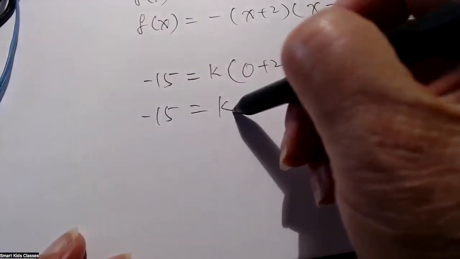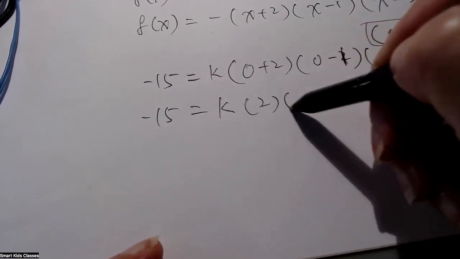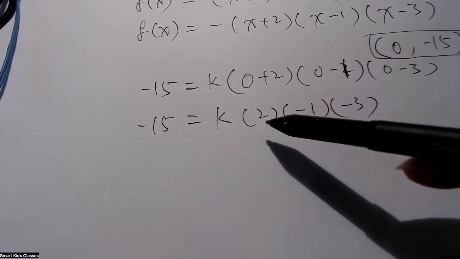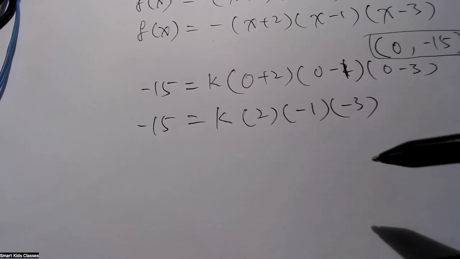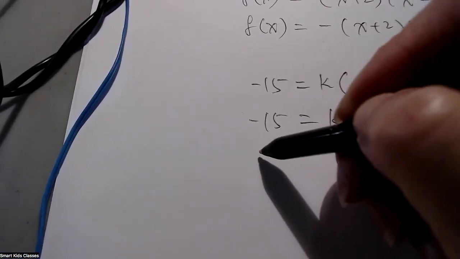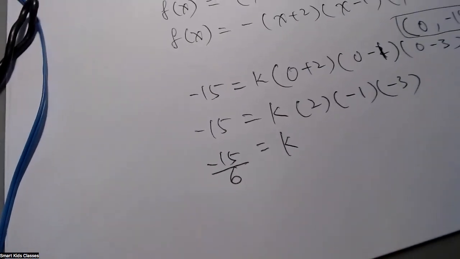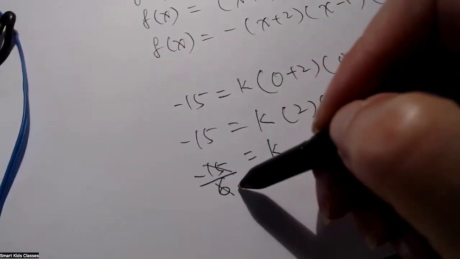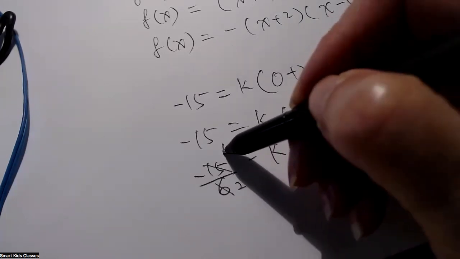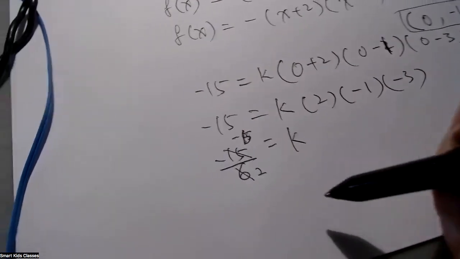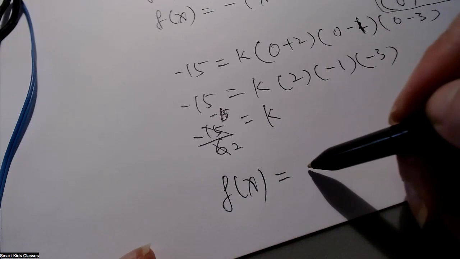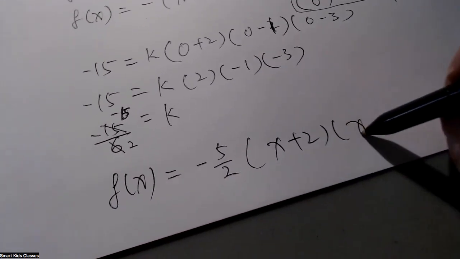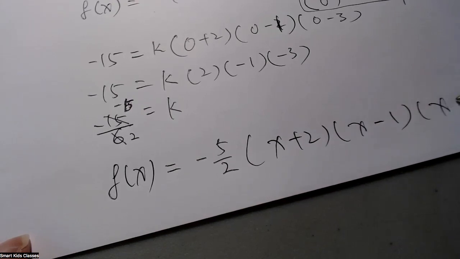-15 equals k times 2 times -1 times -3. So we have a positive 3 times 2, which is a positive 6. Now k equals -15 over 6. We can simplify by 3, so that's a 2 and that's a -5. So we write f(x) equals -5/2 times (x plus 2)(x minus 1)(x minus 3).